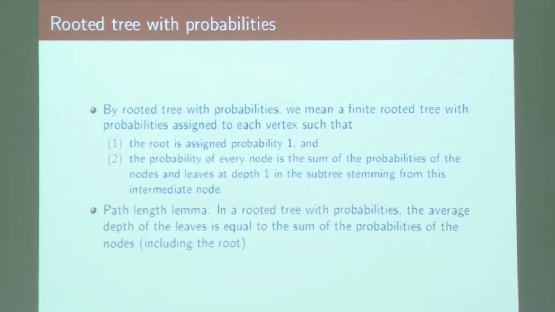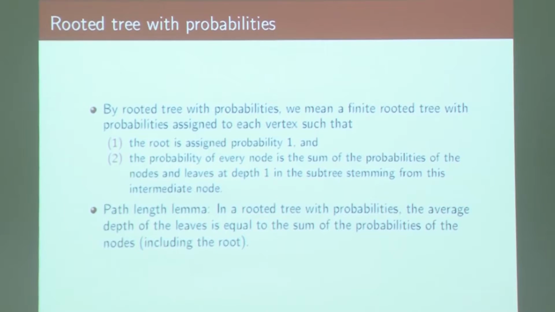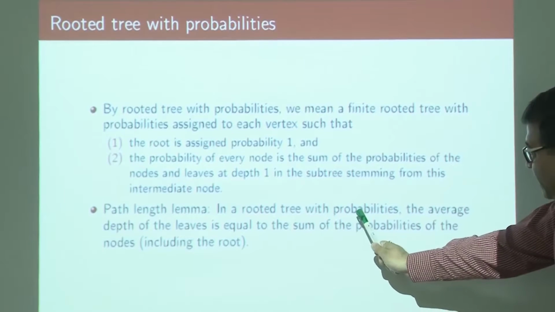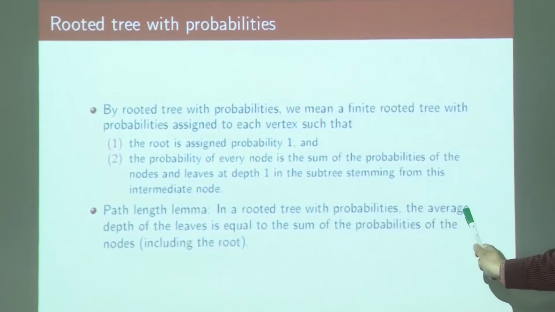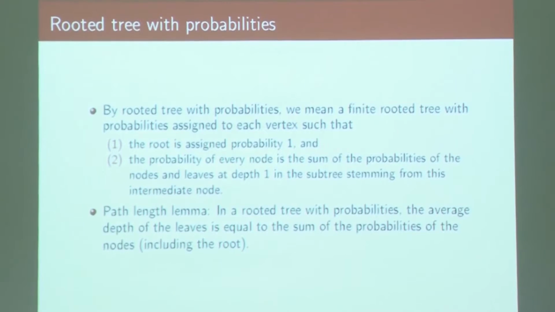So this is how we are defining a rooted tree with probabilities. Now I am going to give a result which is known as the path length lemma. So what does this result say? In a rooted tree with probability, the average depth of the leaves is equal to the sum of probabilities of all nodes including the root node. So what I am saying is I have a rooted tree with probability and I am interested in finding the average depth of the leaves.